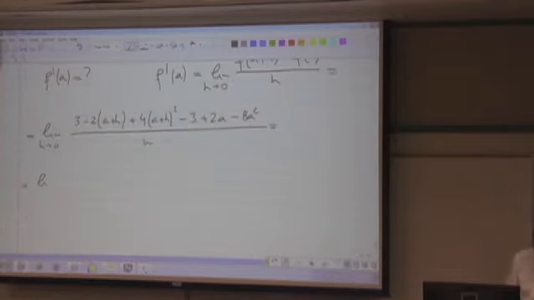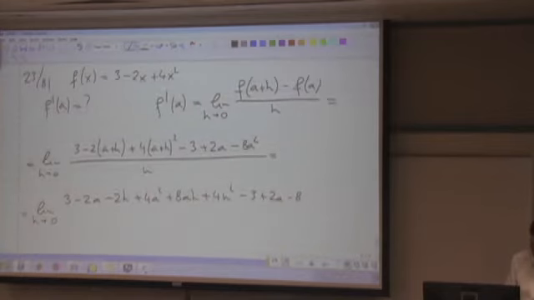So then this is equal to the limit, as h goes to 0, of 3 minus 2a minus 2h plus 4a squared plus 8ah plus 4h squared minus 3 plus 2a minus 8. It should be 4a. I don't know why it's 8. I just noticed right now, since I couldn't cancel them. All divided by h. And now 3 and negative 2a and plus 4a squared cross out.